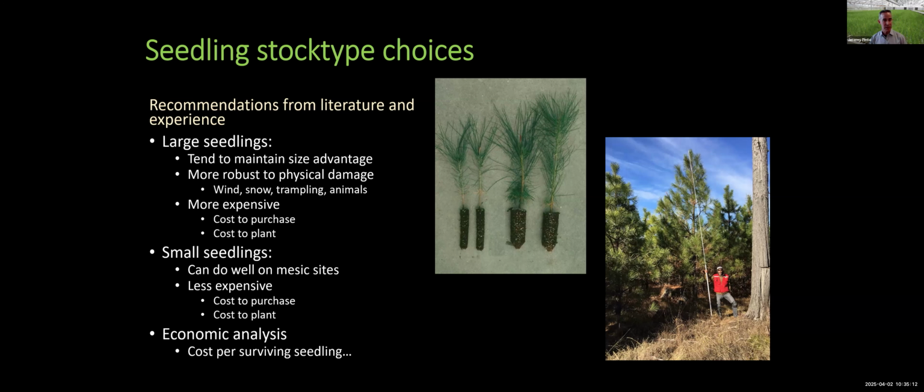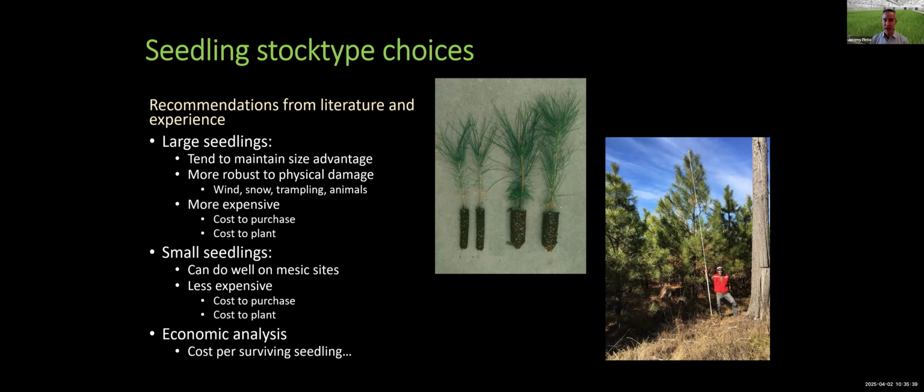On the other hand, small seedlings can do well on mesic sites if you're not too worried about soil moisture being a severely limiting factor. Small stock, high quality stock can grow very well, equally. They're cheaper because they take up less resources and less space in the nursery. So the cost per square foot goes down and they're easier to plant as well.